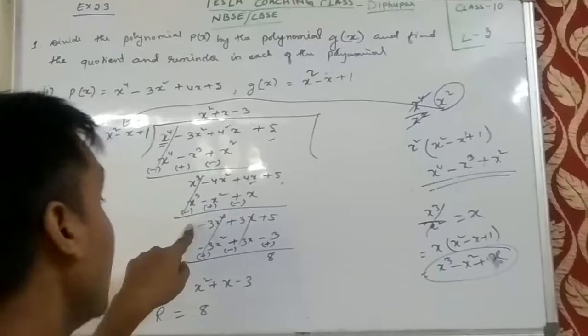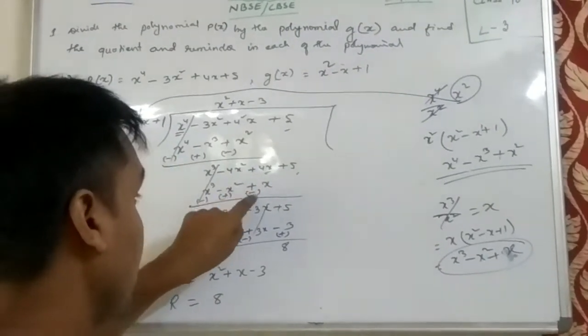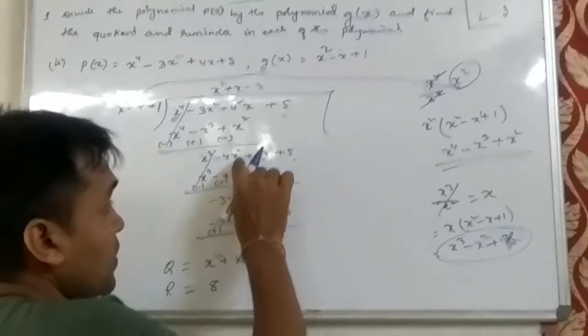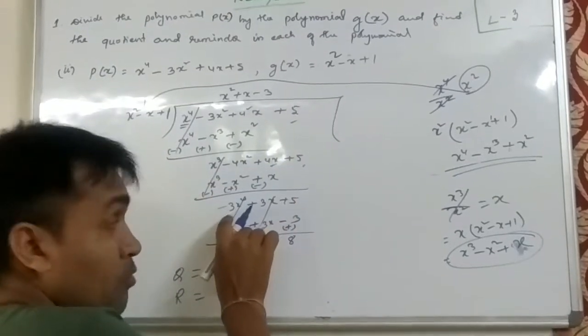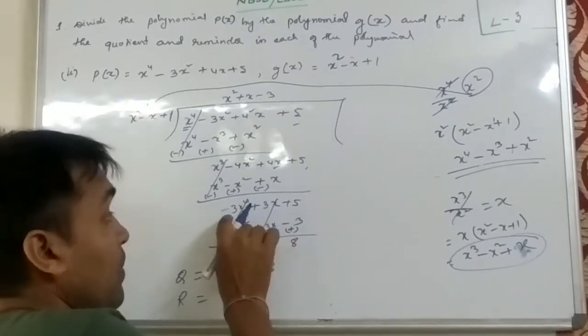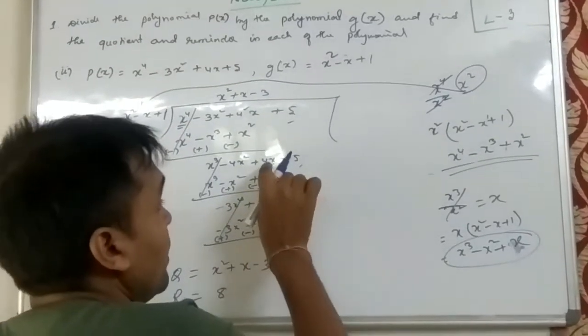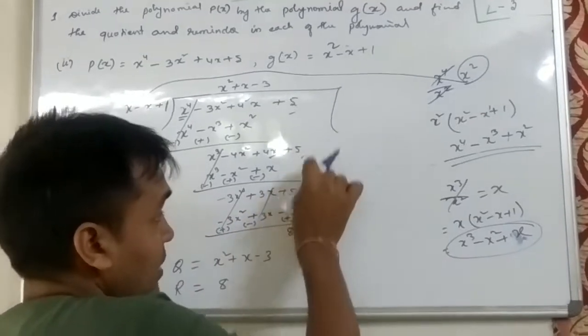Now we are changing the sign. It is plus, so it becomes minus. It is minus, so plus, minus. So x cube cancels. See here minus 4x square. Here it is plus x square. So you will subtract it. You will get minus 3x square. Why minus 3x square? Because the minus term is greater. Then plus 4x minus x, so it becomes plus 3x, and this 5.